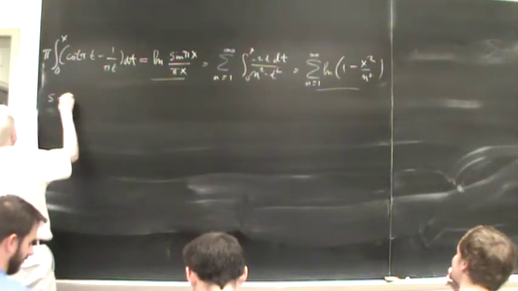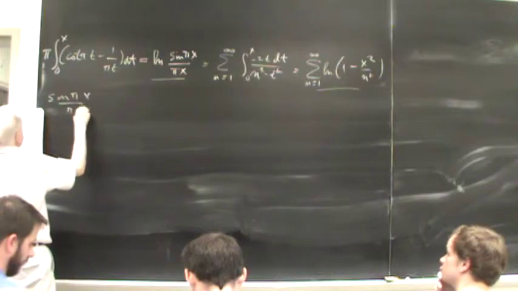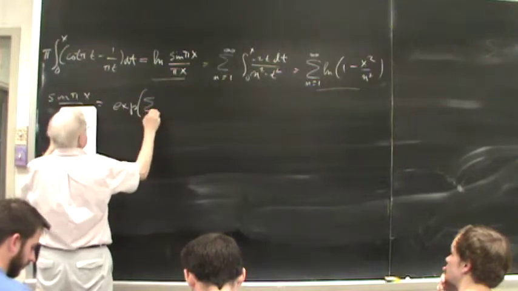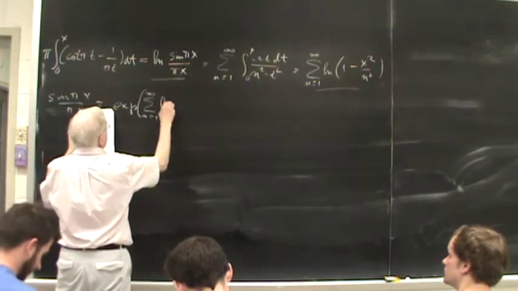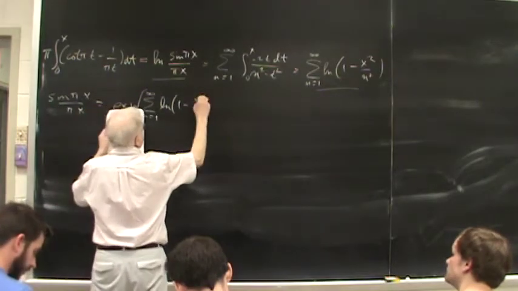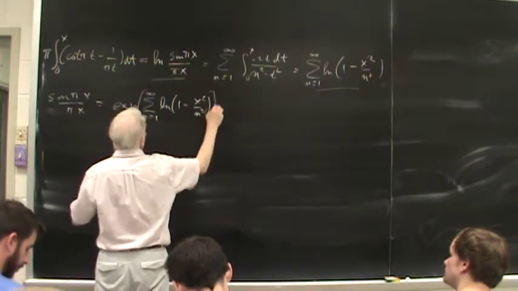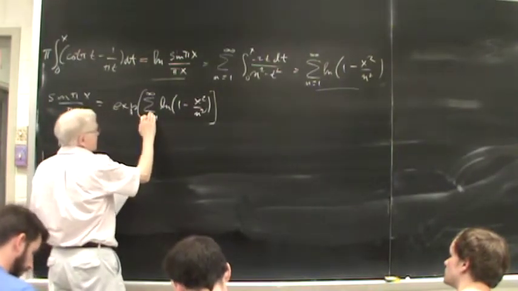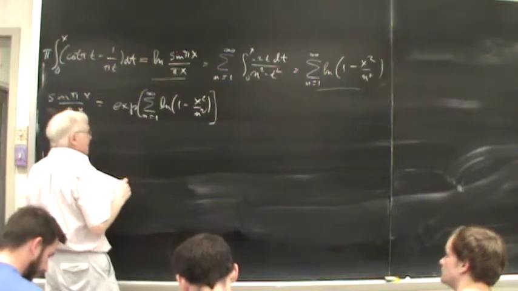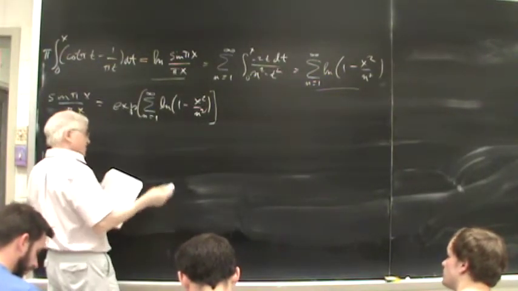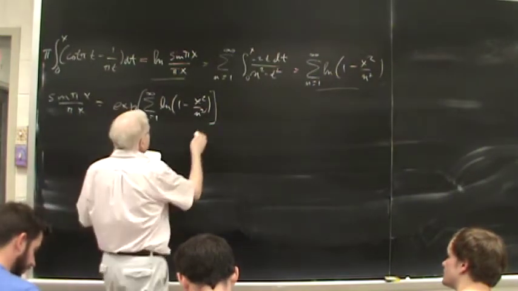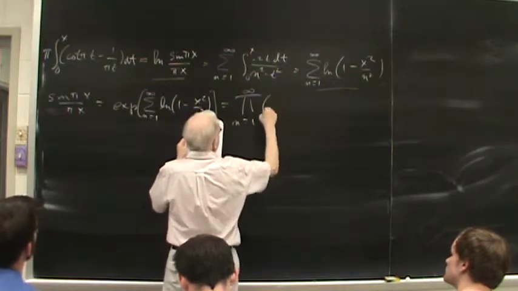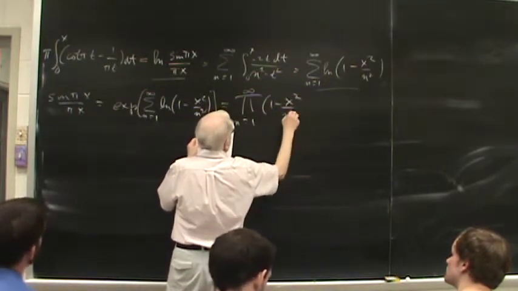We get sine pi x over pi x is exp of the sum, n equals 1 to infinity, of log of 1 minus x squared over n squared. And, well, the exponential of a sum is the product of the exponentials. An exponential of a log is just the thing itself. And so this is a product from n equals 1 to infinity of 1 minus x squared over n squared.